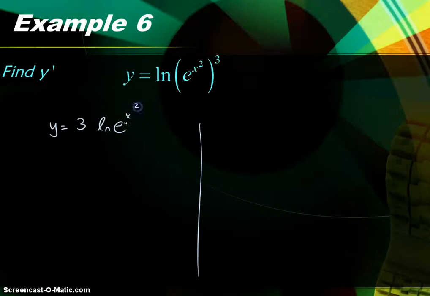And so the x squared. Now these guys cancel. Once those guys cancel, this just becomes 3x squared, and my y prime becomes 6x.